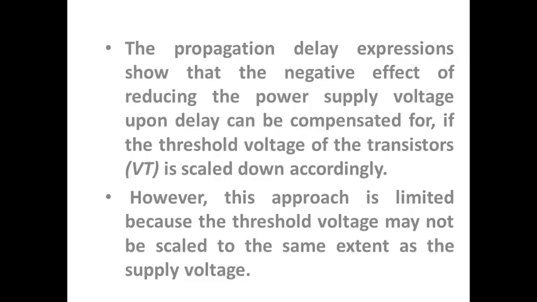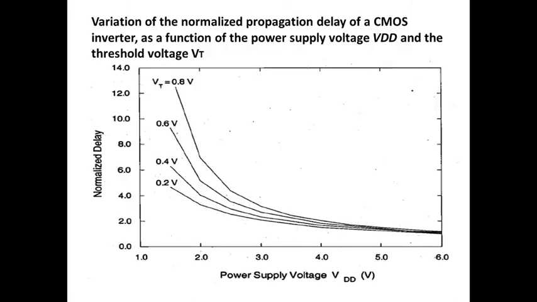The propagation delay expressions show that the negative effect of reducing the power supply voltage upon delay can be compensated for if the threshold voltage of the transistor is scaled down accordingly. However, this approach is limited because the threshold voltage may not be scaled to the same extent at which the power supply is scaled. If you go for a very small value of threshold voltage, then your transistor may get turned on because of some noise voltage and you won't get the expected output from your circuit.